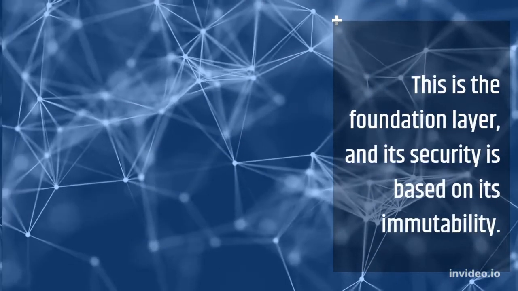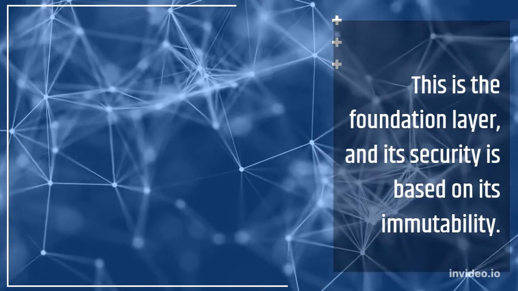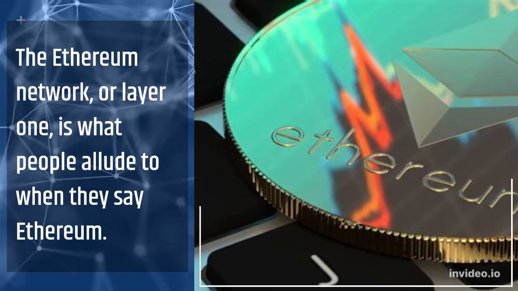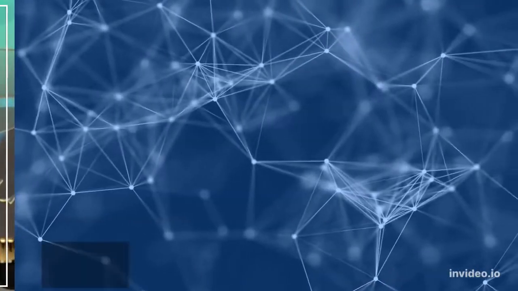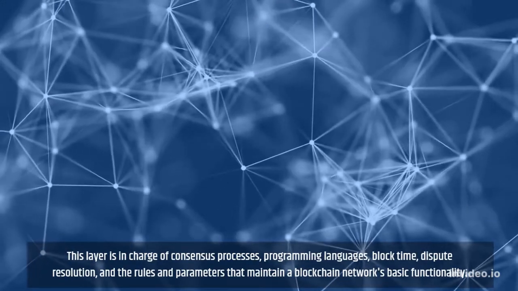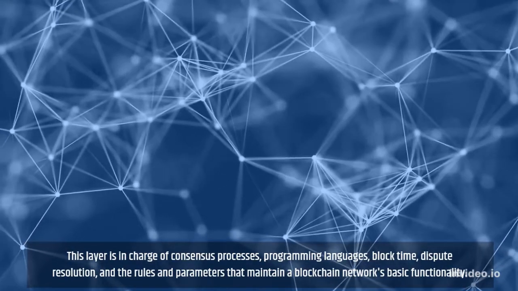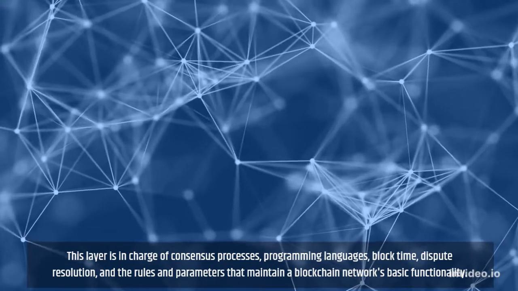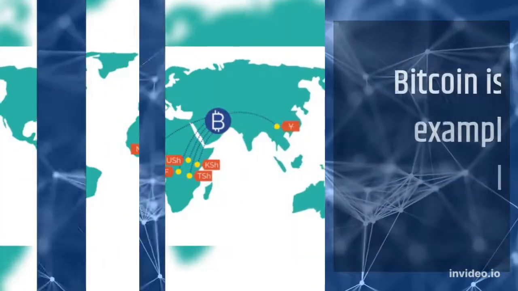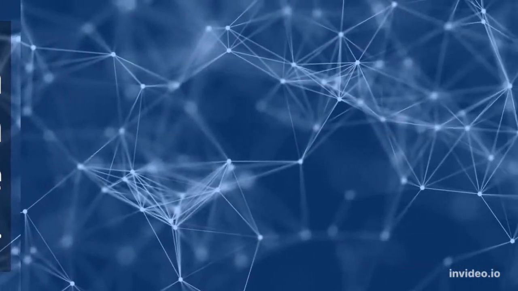This is the foundation layer, and its security is based on its immutability. The Ethereum network, or Layer 1, is what people allude to when they say Ethereum. This layer is in charge of consensus processes, programming languages, block time, dispute resolution, and the rules and parameters that maintain a blockchain network's basic functionality. Bitcoin is an example of a Layer 1 blockchain.